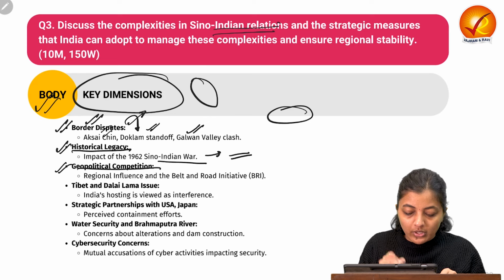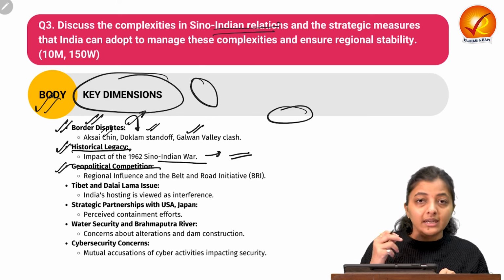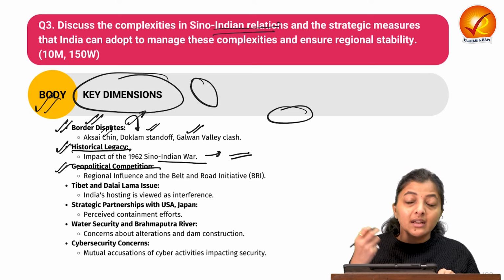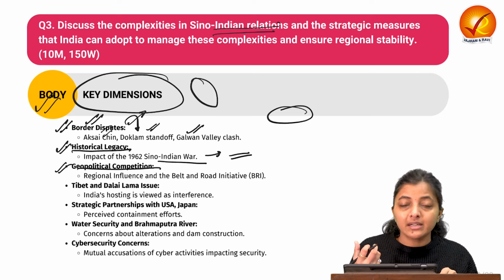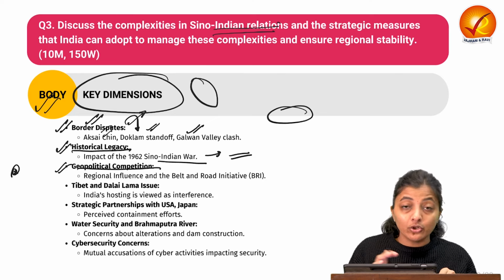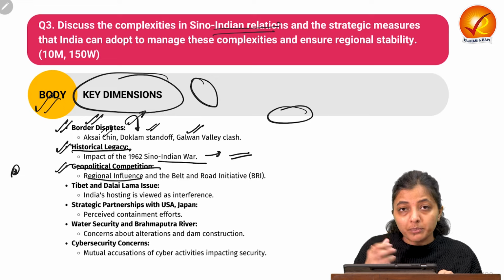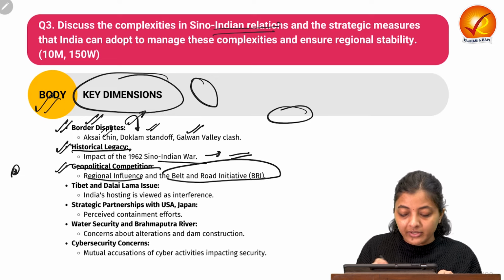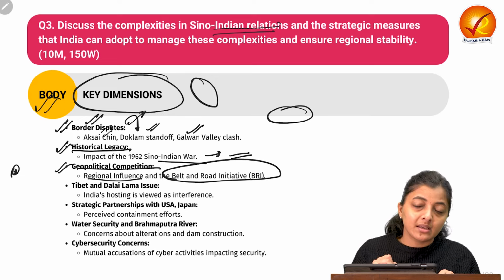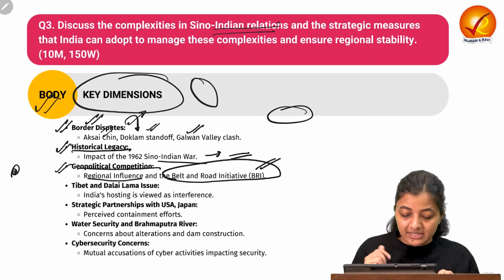Next is about the geopolitical competition. As these two countries are growing and developing and approaching the status of a developed state, they are competitors in this particular region, the Indo-Pacific region or the South Asian region. So for regional influence, they are trying to make more and more impact via their different initiatives, like China has come up with the Belt and Road Initiative, and India is also doing multiple initiatives on various fronts.